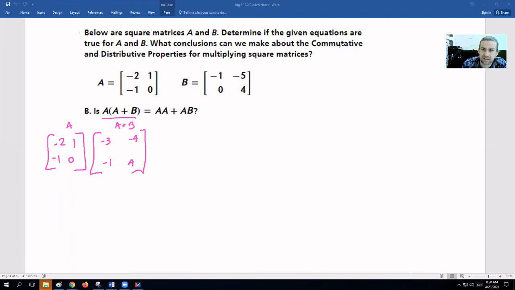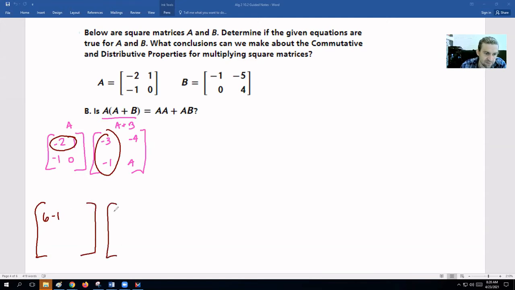Okay, now let's multiply these two matrices together. So first row, first column. -2 times -3 is 6. 1 times -1 is -1. And so that means our answer is going to be 5. All right, first row, second column. -2 times -4 is 8. 1 times 4 is 4. 8 plus 4 is 12.